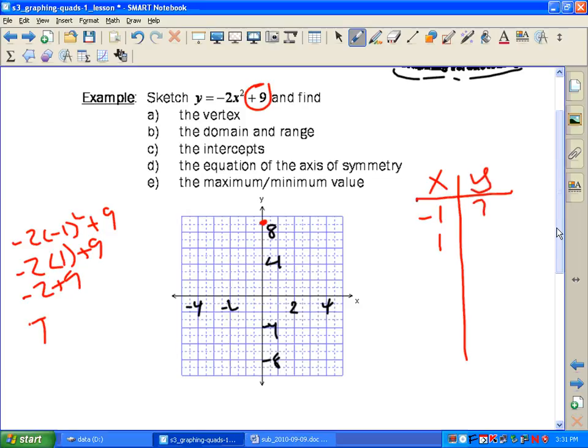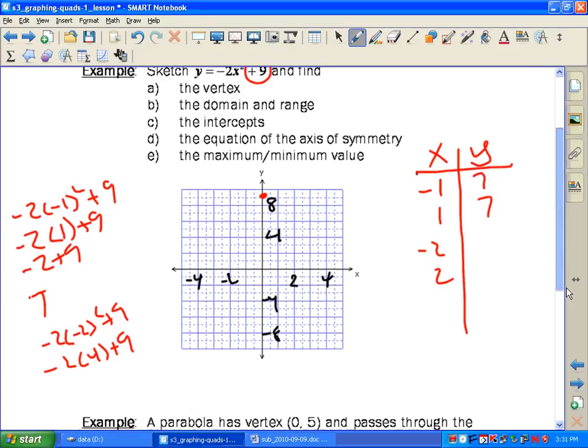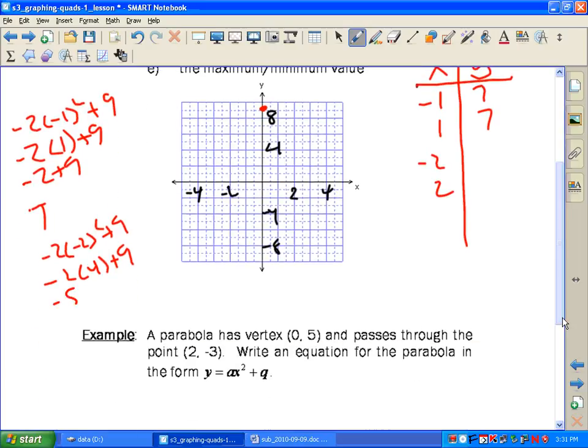If we plug in 1, I can do it, but really we're going to get the same thing because 1 squared is the same as -1 squared. So we're also going to get 7. So let's plug in -2 and 2. So that's -2 times -2 squared plus 9. And that's going to give us -2 times 4 plus 9, which is negative 8 plus 9, which is 1.